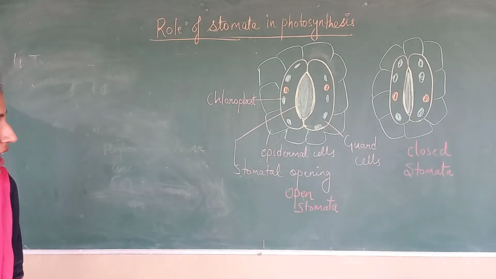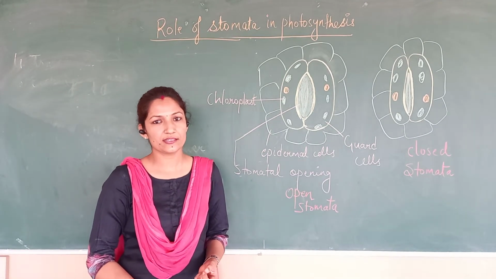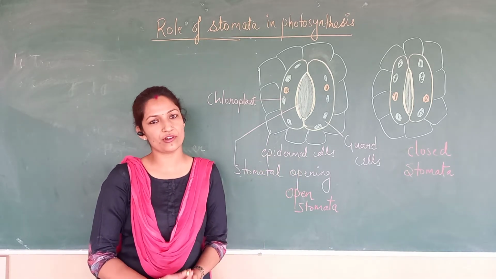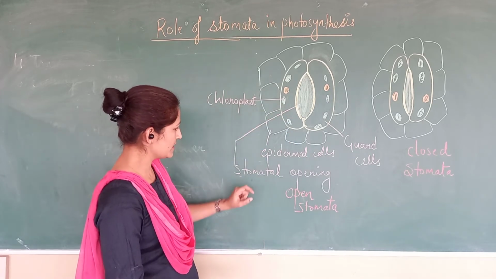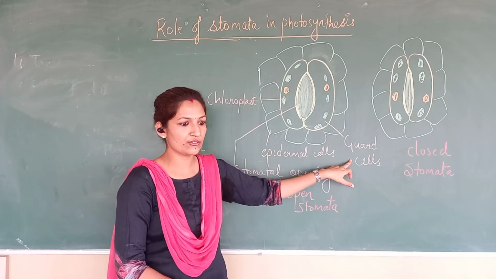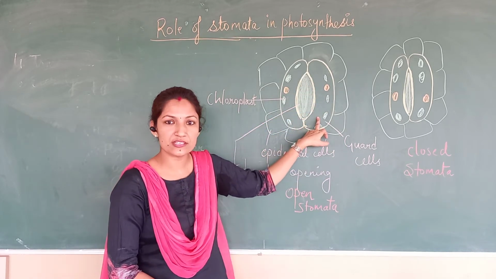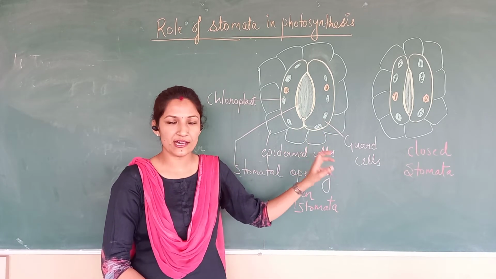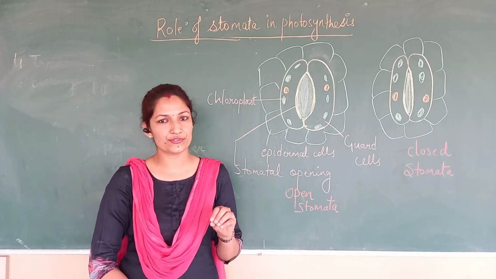Now let's see how this opening and closing of stomata takes place and how that helps in taking in CO2 and releasing oxygen. Now you can see these structures, the yellow ones, these are termed guard cells. As they are guard cells, what are they going to do? They are going to guard this pore and they are responsible for the opening and closing of stomata. I'll repeat, the guard cells are regulating the closing and opening of stomata.